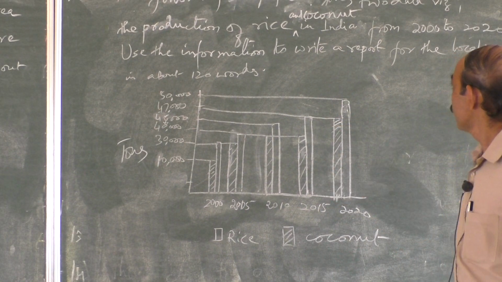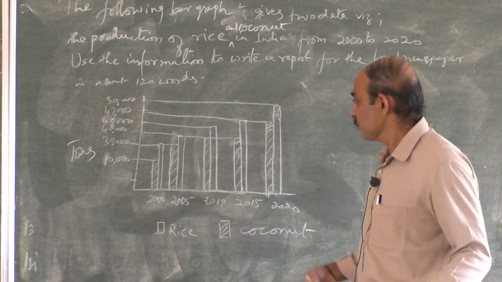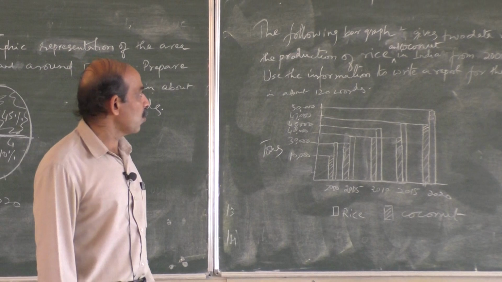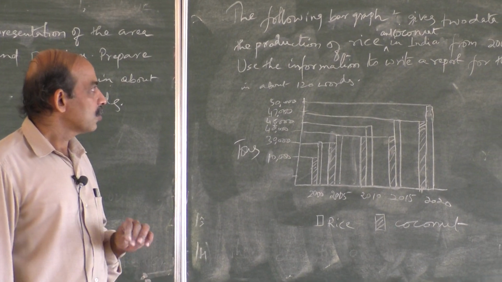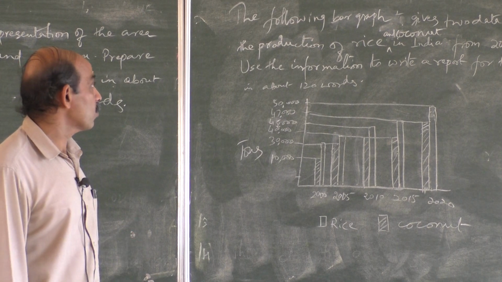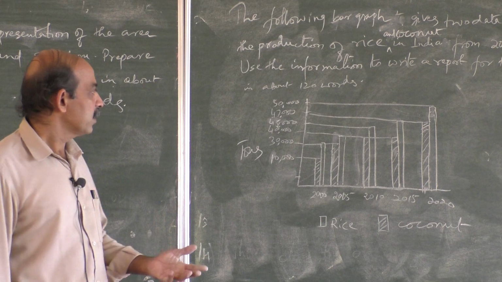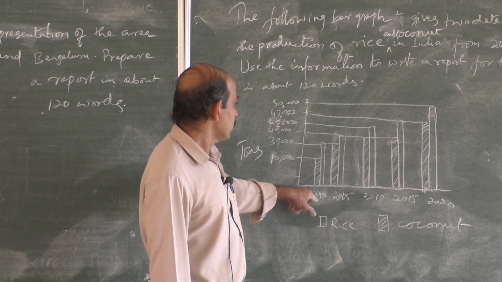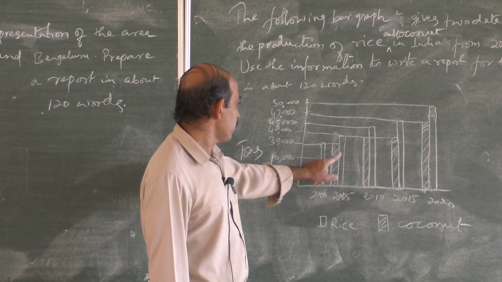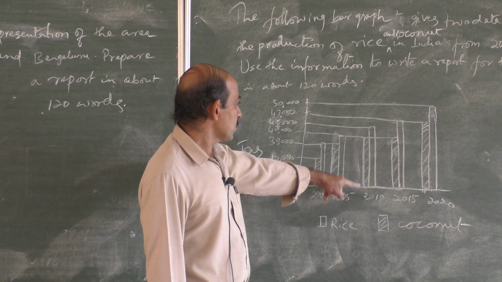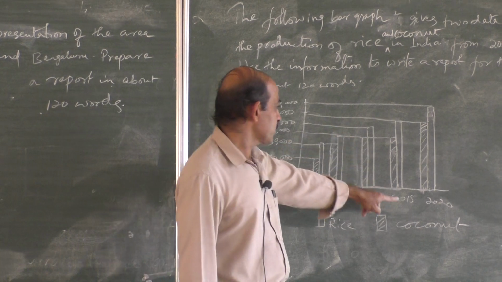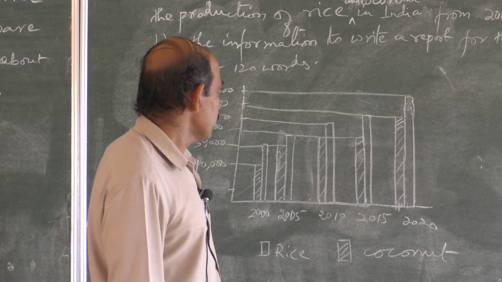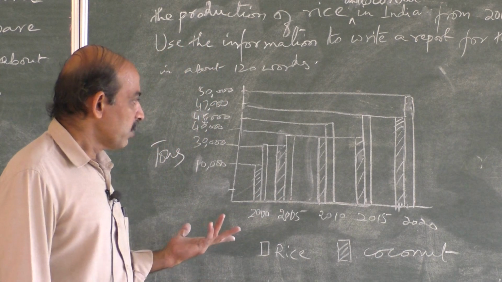The bar graph gives two data, namely the production of rice and coconut. What you have to write is that the bar graph gives the data of rice and coconut production in India from 2000 to 2020. That is the first statement, and then you write how much has been produced in 2000, the coconut and the rice, and then how much is produced in 2005, 2010, 2015, and 2020. That you have to understand. Very simple to understand, and there is not much description required.